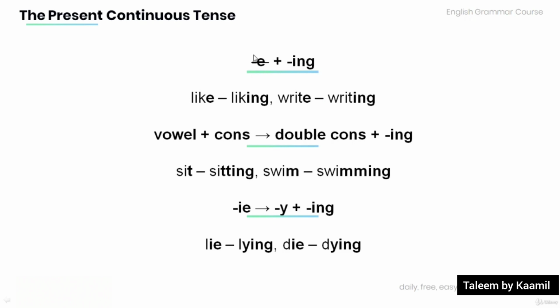Now, when verbs end in E to form the present continuous tense, we get rid of the E and add ing. For example, like, liking, write, writing. And when a verb ends in a vowel plus consonant, we double the consonant plus ing. For example, sit, sitting, swim, swimming. And when a verb ends in IE, we turn IE into Y and then add ing, as in lie, lying, die, dying.